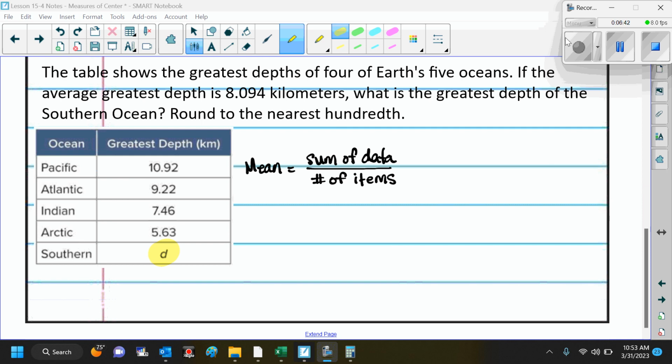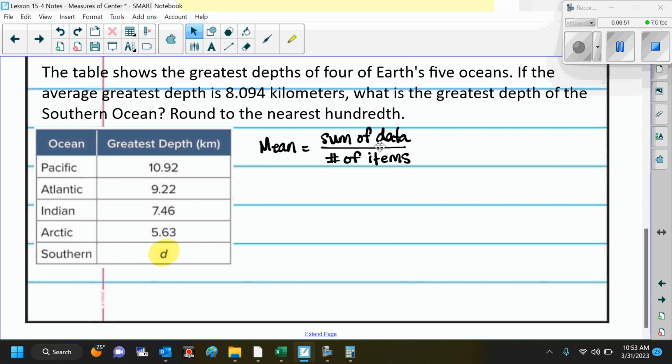So again, our formula is the sum of the data divided by the number of data items. So this is my formula. Now we can substitute in. When we get the sum of the data, well, actually, we know something up here. We know that the average greatest depth is 8.094 kilometers. That is the mean. That's the average. That goes here.